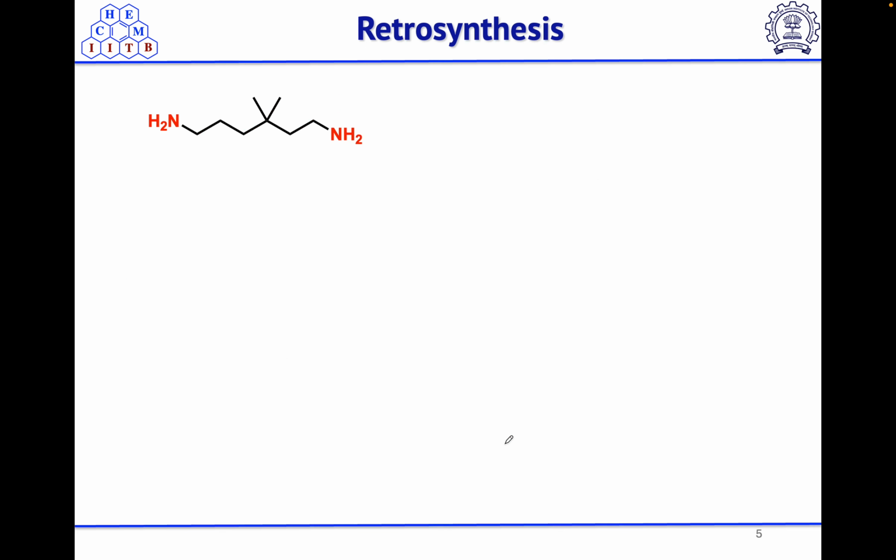So for the next problem, again we have a nitro amine compound. I have given you some clue. We can think about some nitro derivatives. So just plan some retrosynthetic analysis and write what will be the first step.